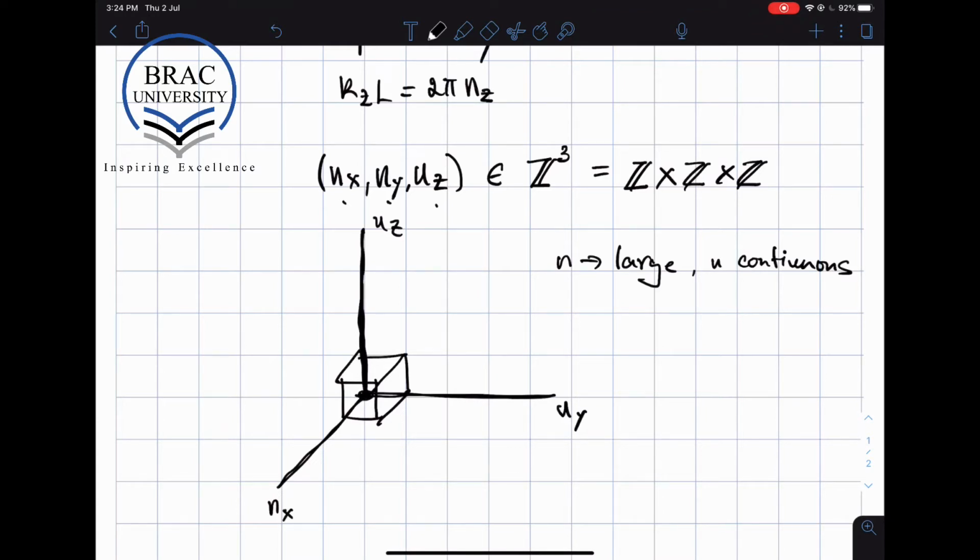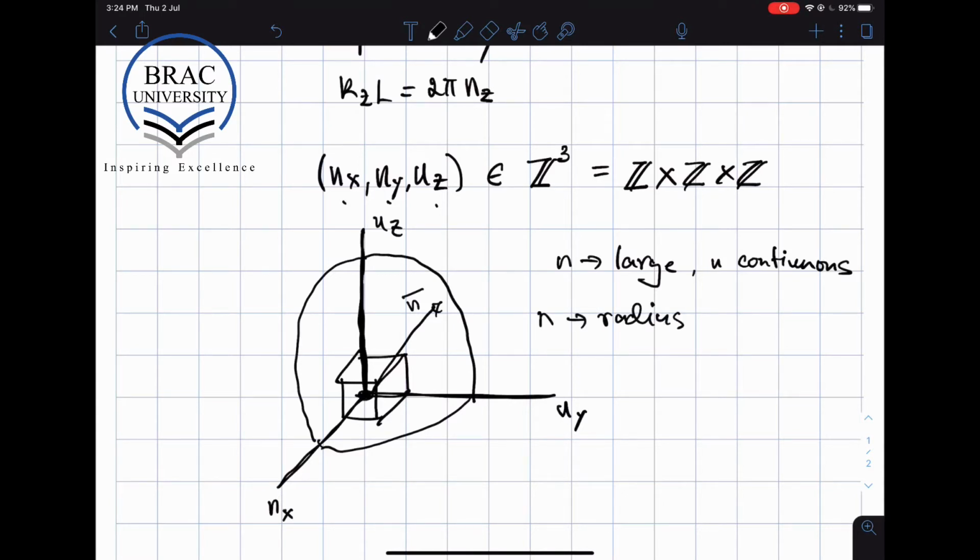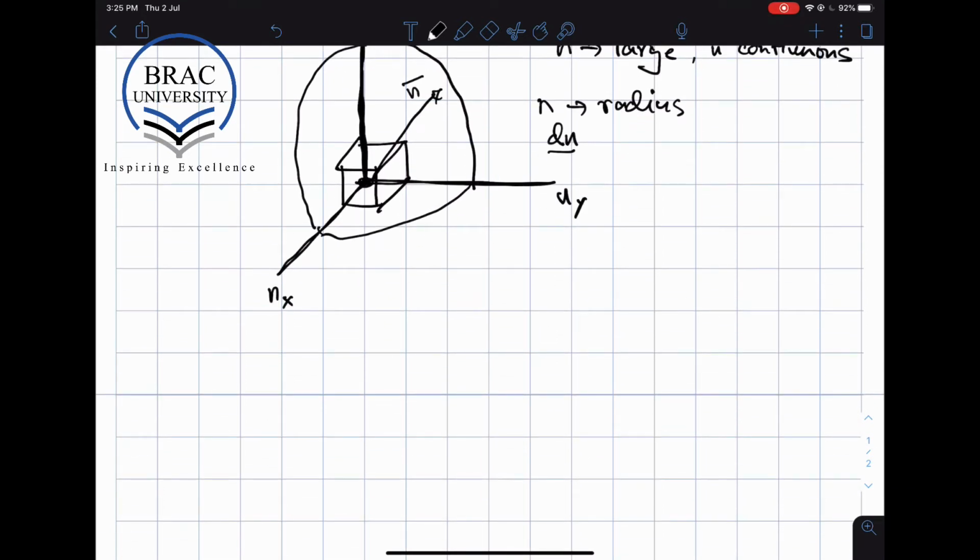So let's take n to be large. Then we ask the question: suppose we take a sphere in this space. I'm just drawing one of the quadrants, and this is n. Suppose we take the sphere whose radius is n, and we take a thin shell whose thickness is dn. I want to evaluate the number of points contained in that thin shell of radius n. Of course, geometry tells us that the volume of that thin shell is going to be 4 pi n squared dn.